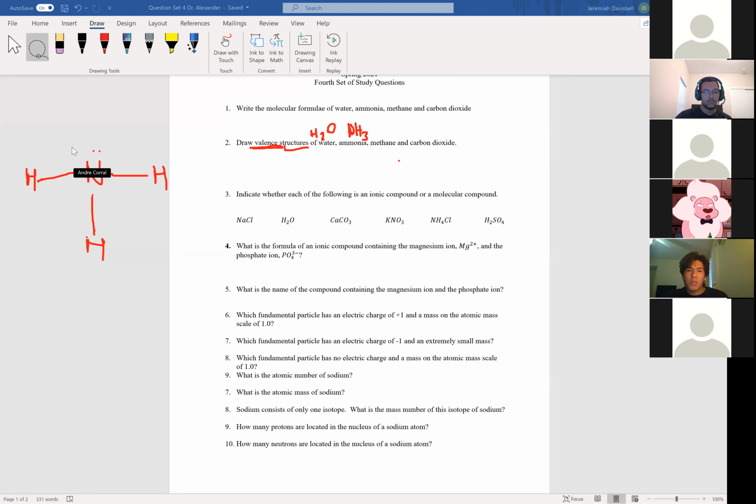Like Jeremiah said, these are electrons over here, but it just depends on how Dr. Alexander decides to put it for you in the test. It might not have these little dots, but just make sure that overall your compound looks like that: a nitrogen with 3 little sticks around it and a hydrogen on the end of each stick, okay? Let me clear this.